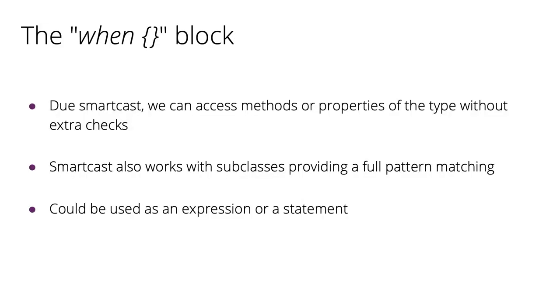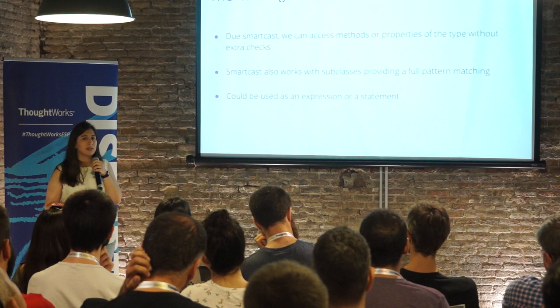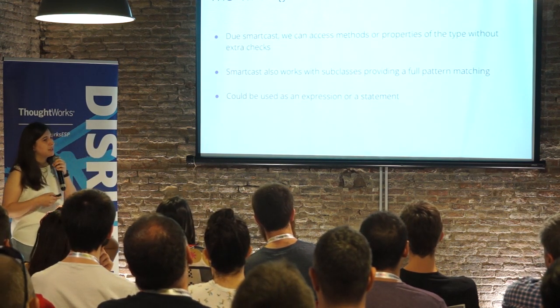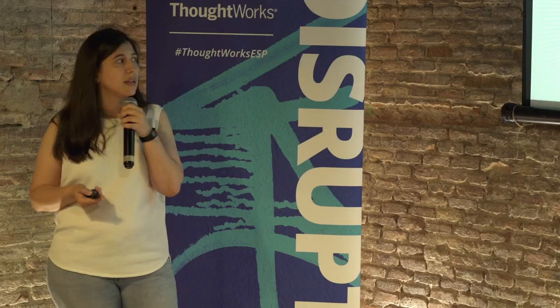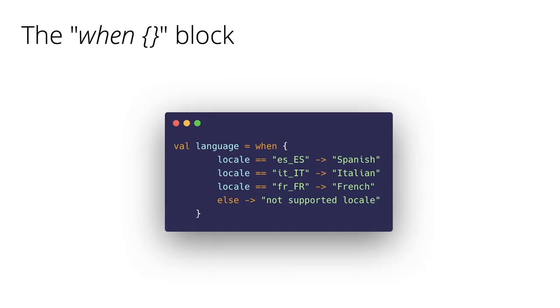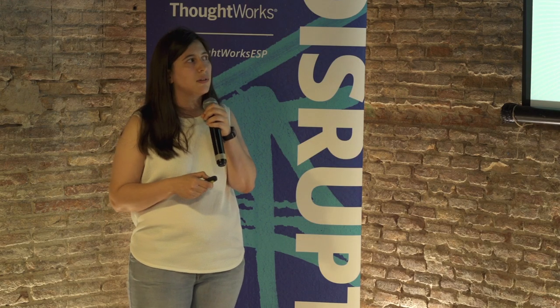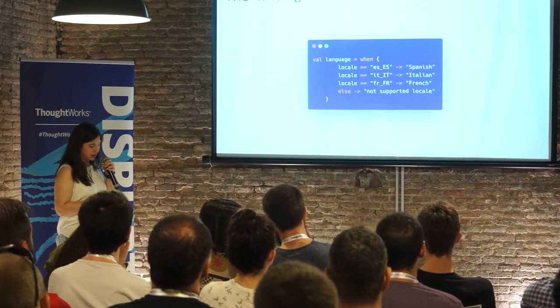A smartcast is a really cool feature that allows us to access methods and properties of the objects without casting them. So we are going to see that in an example. And also the smartcast can detect subclasses. In this case, we have a simple example here about an expression with pattern matching in Kotlin. It's pretty straightforward. So we don't need the breaks as we said before in Java. And we only need to specify the else case if we don't match these three cases.